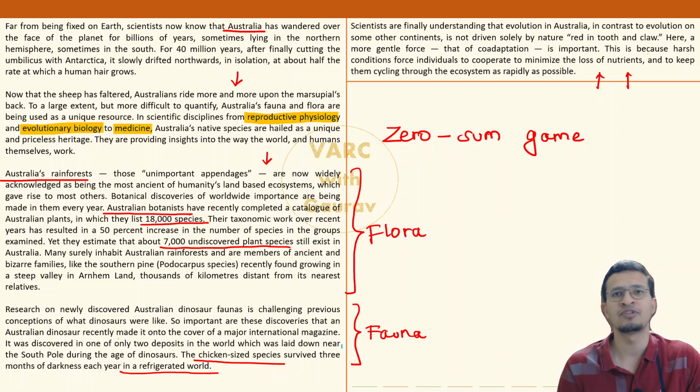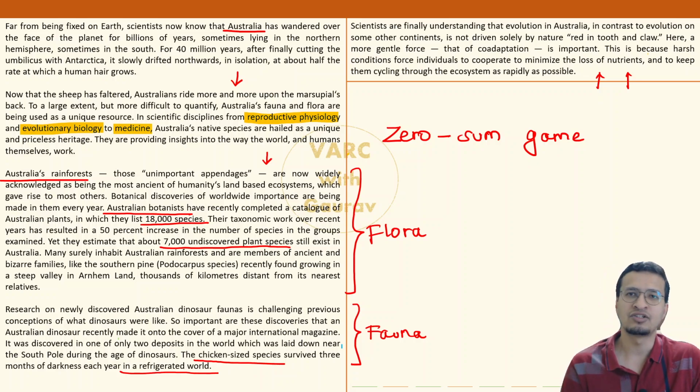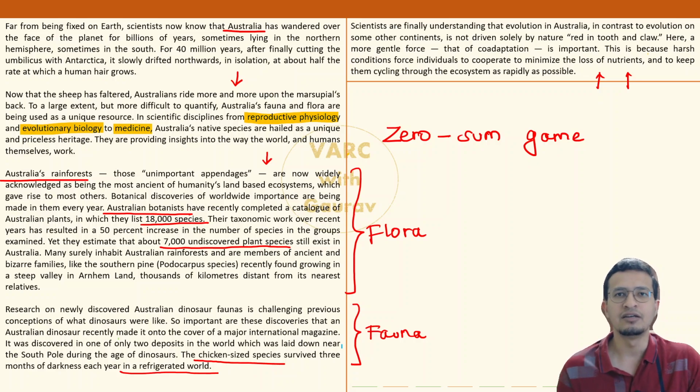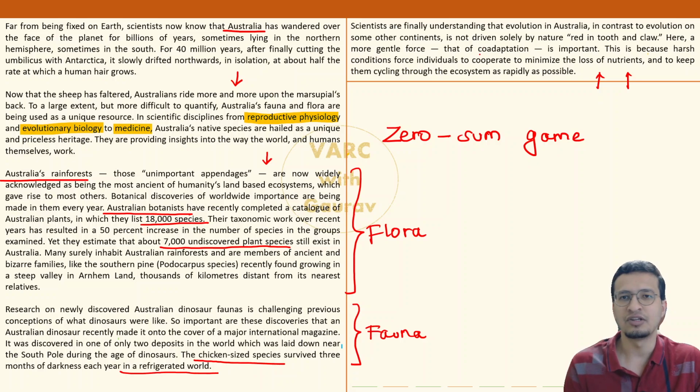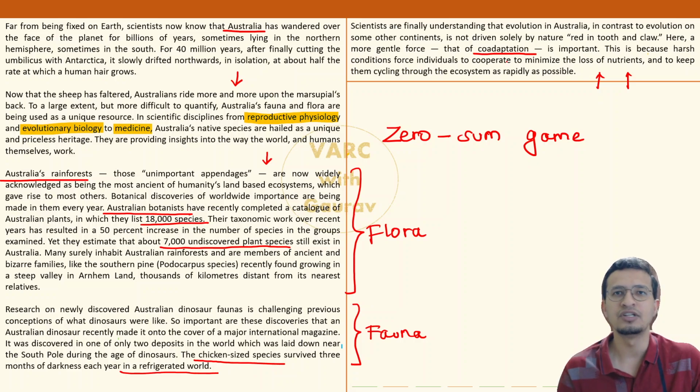but in Australia, something remarkable is happening. It's not a zero sum game. It's not something like kill or be killed, eat or be eaten. No, not like that. Here, what we are talking about is a situation of co-adaptation, which is almost like give and take. Okay? Why is that so?